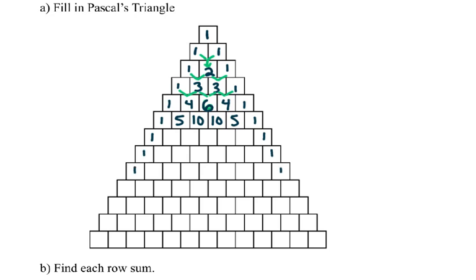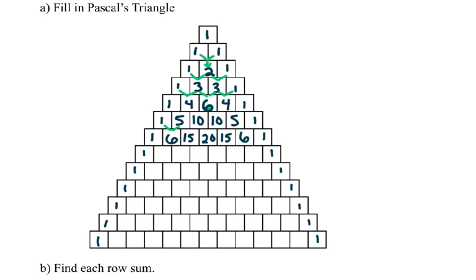We keep moving down with those 1s along the sides, and everything else gets built by adding pieces of the blocks above together. So 1 plus 5 here gives us 6. 5 plus 10 gives us 15. 10 plus 10 gives us 20. 5 plus 10 gives us 15. And 5 plus 1 gives us 6.